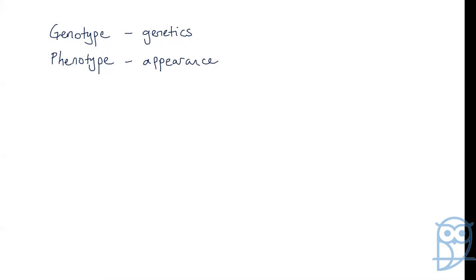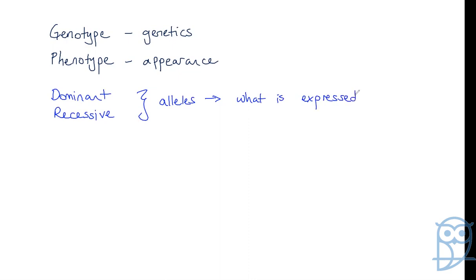Our next one would be dominant versus recessive. Here, we're talking about alleles. Alleles are different versions of genes, and we have dominant alleles and we have recessive alleles. So we're talking here about what is expressed. Remember that a dominant is always a capital letter, a recessive is always a lowercase letter.